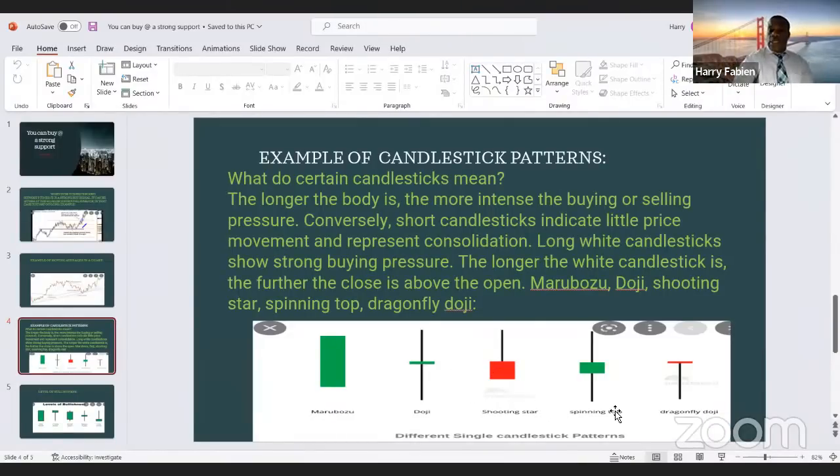We call that candle a spinning top. It's in the middle. It doesn't go up, it doesn't go down either. It's just sideways. We call it a spinning top.